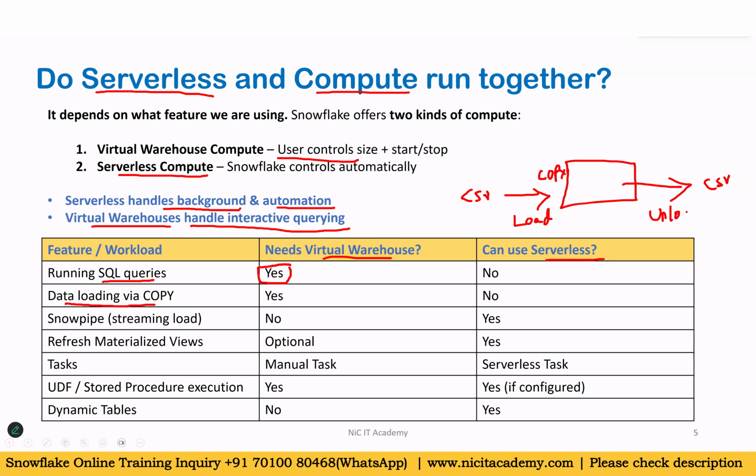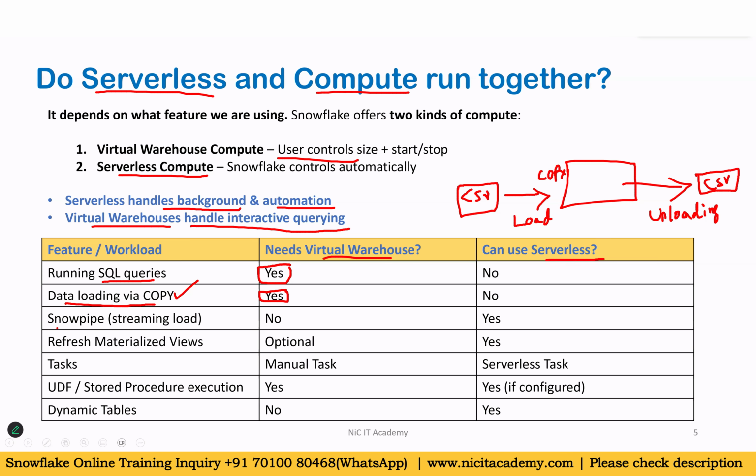So if anybody asks in Snowflake, what is data loading? Data loading means external files from a file system to Snowflake. We are copying the data with the copy command. Data unloading means we are taking the data from Snowflake to a file system. If you go to any project, they'll say data unload, data load, so you have to be aware of those terminologies. Data unloading, data loading, yes, it will take a virtual warehouse.